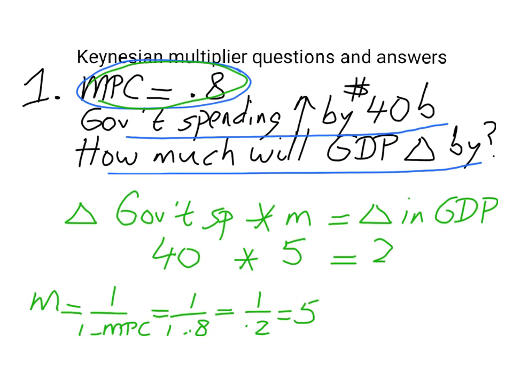5 times 40 is 200. Officially, it's 200 billion. These are billions. So we have the answer to our problem. The GDP in this Keynesian model will increase by $200 billion.